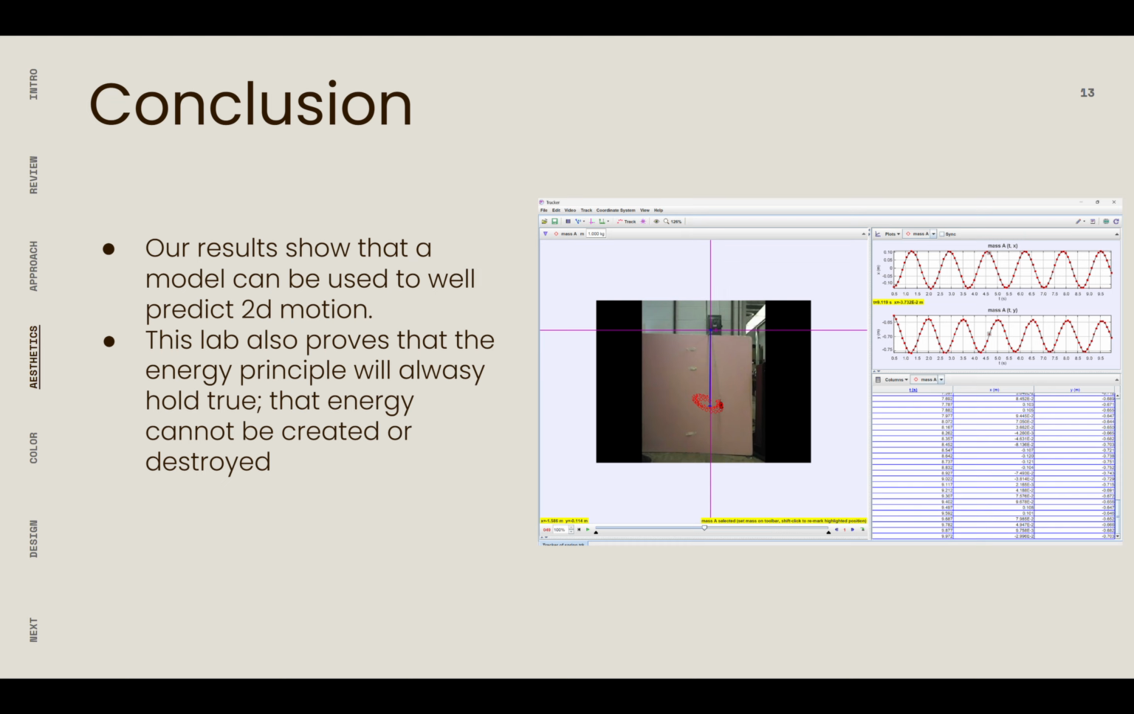Conclusion. Our results show that a model can be used to well predict 2D motion. This lab also proves that the energy principle will always hold true, that energy cannot be created or destroyed.